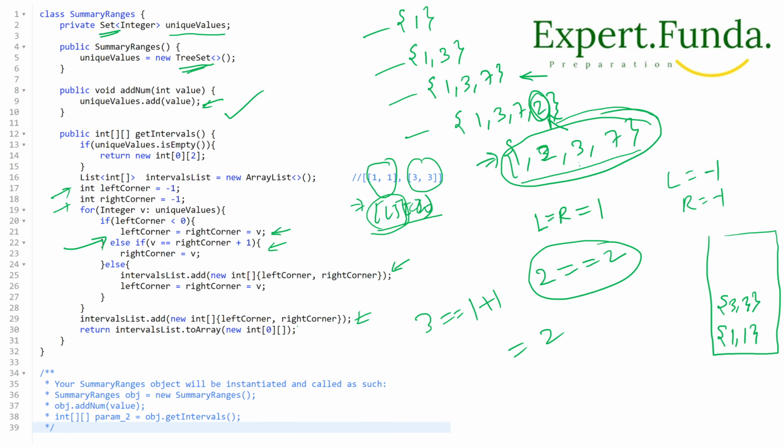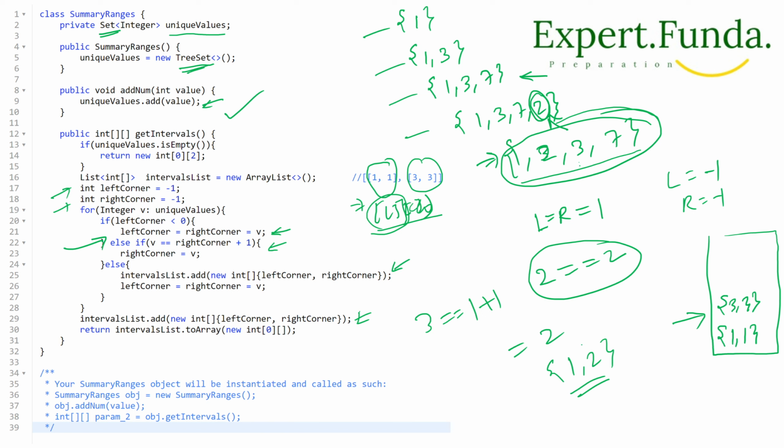So we will add as a new value: left is 1, right corner is 2. This will become a new entry, and we will add it onto the interval list. So let's suppose we will have 1 2, and we add it there.